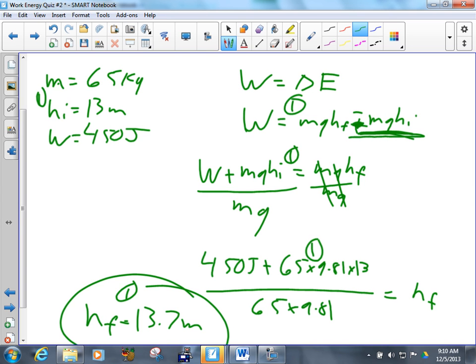So W plus M times G times HI, divided by MG. That gets the MGs to cancel there on this side, not on this side, and we're left with HF. If they manipulated, give them a mark.